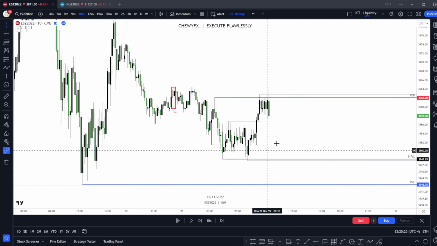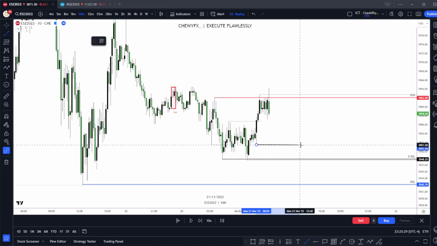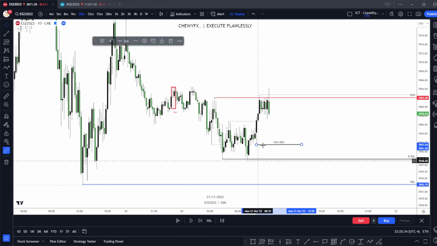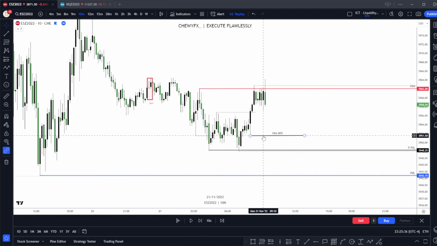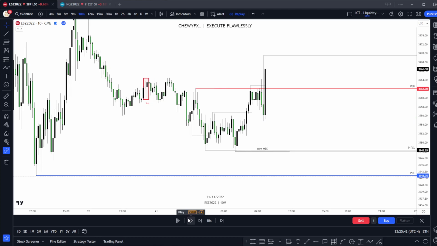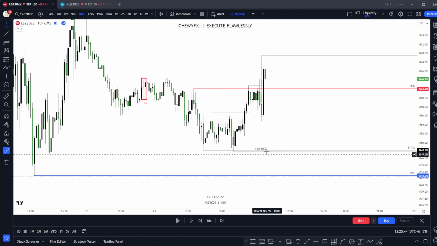We can see here that we swept the previous session high, so I am looking for a 10-minute market structure shift, which can be identified at this low here. Okay, we created a new one.